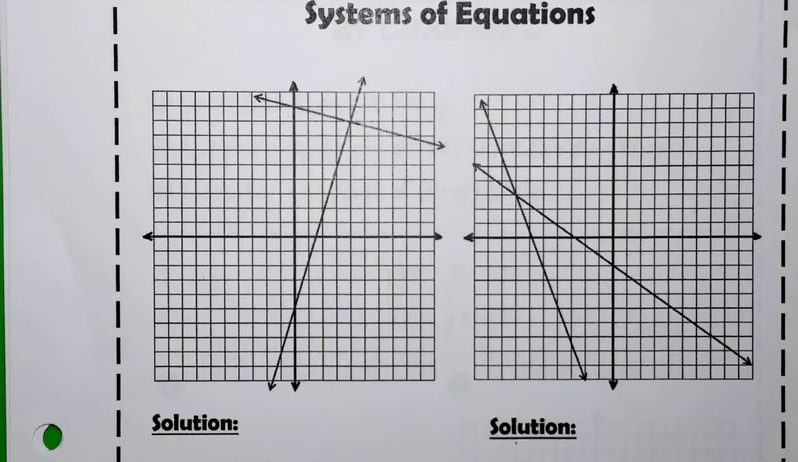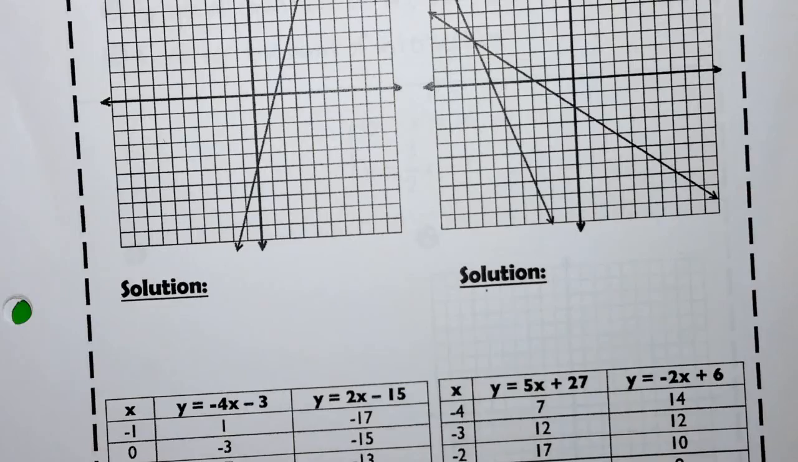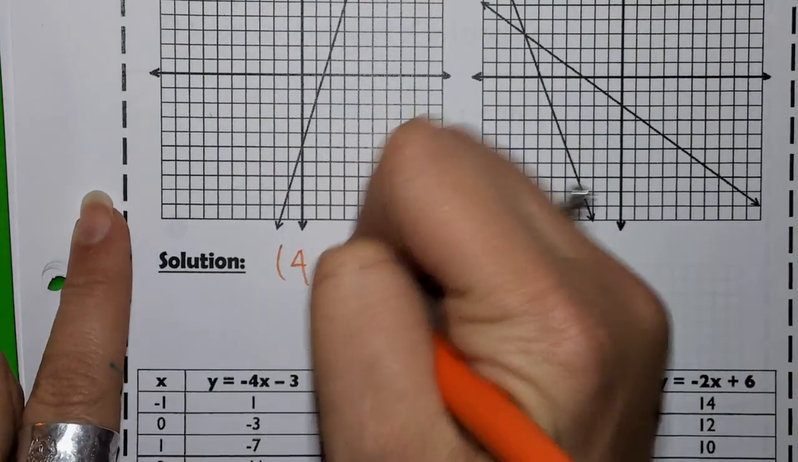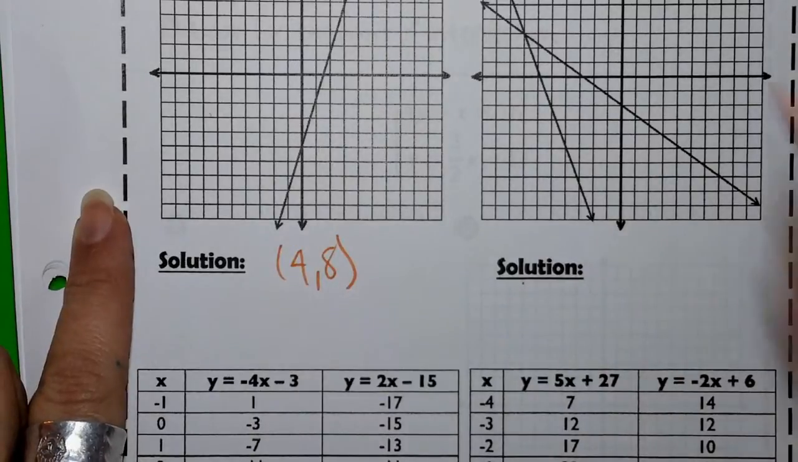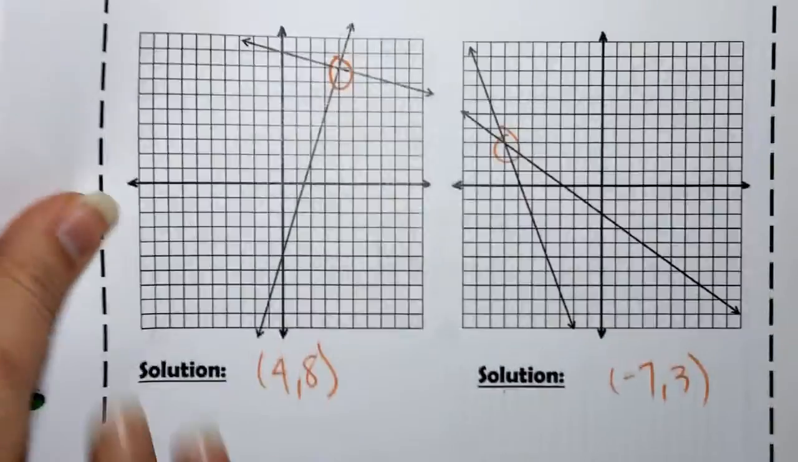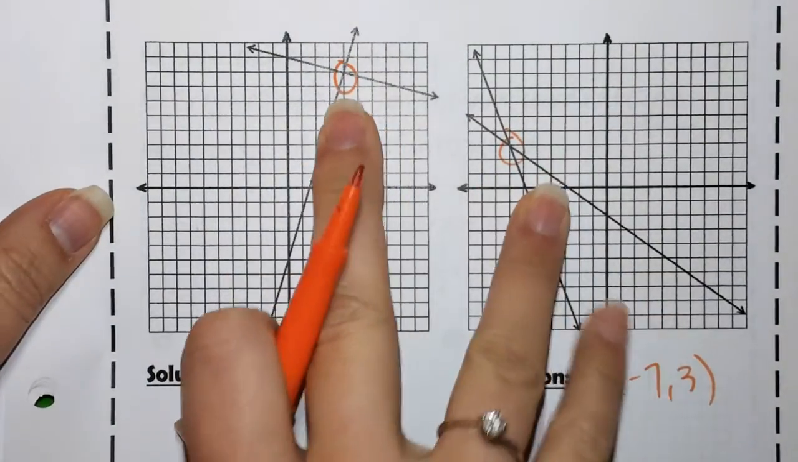Yep. It's 8, not 9. It's up 8. Alright, so hopefully we all got 4, 8, and then negative 7, 3. Now, on a graph, it's very easy. It's where they cross each other.